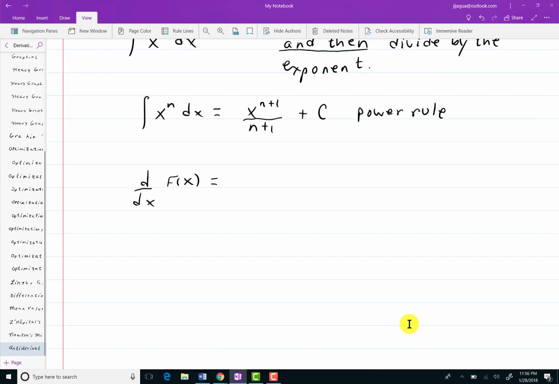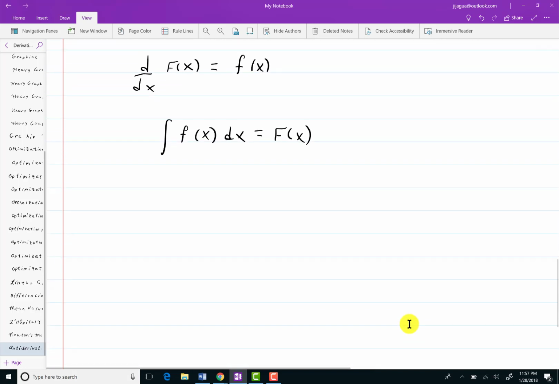Now, if I have the derivative of capital F of x equals little f of x, give me a moment to correct my mistakes. Then the integral of little f of x equals capital F of x. That's what we have been talking about this whole time. It's an inverse relationship.